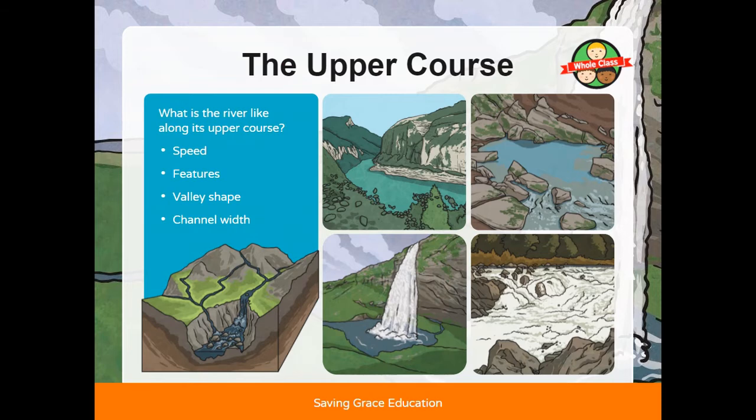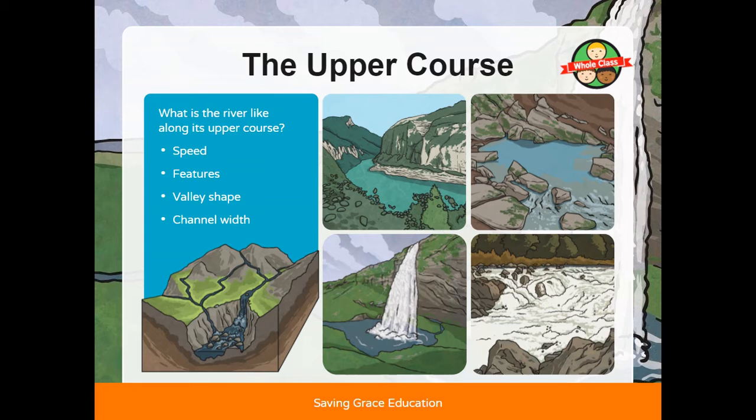Let's have a closer look at the upper course. When discussing the characteristics of the upper course, consider things like the speed, the features, the valley shape, as well as the channel width. Features of a river's upper course include the source. This is where the river begins. It is usually found at one of the highest points in the region's landform.